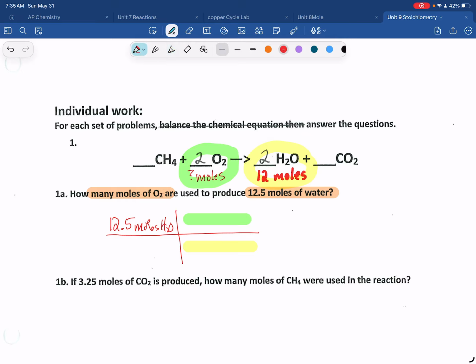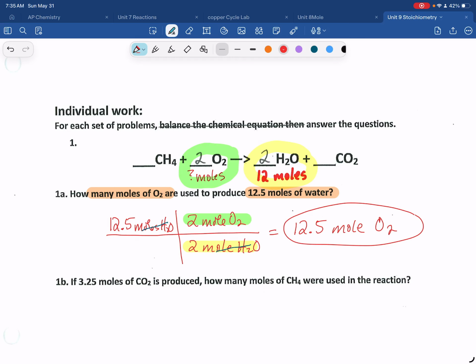Okay, so I can fill in what I know. I'm going to use the coefficients from the balanced equation. I'm looking for oxygen, so 2 moles of O2 goes on the top. I started with water, so 2 moles of water go on the bottom. And the way this works is if we've set it up right, our moles of water will cancel out, and we're left with moles of O2. Now, in this case, it's 2 over 2, so mathematically it doesn't change. So 12 times 2 divided by 2 is 12. So the answer is 12 moles of O2.